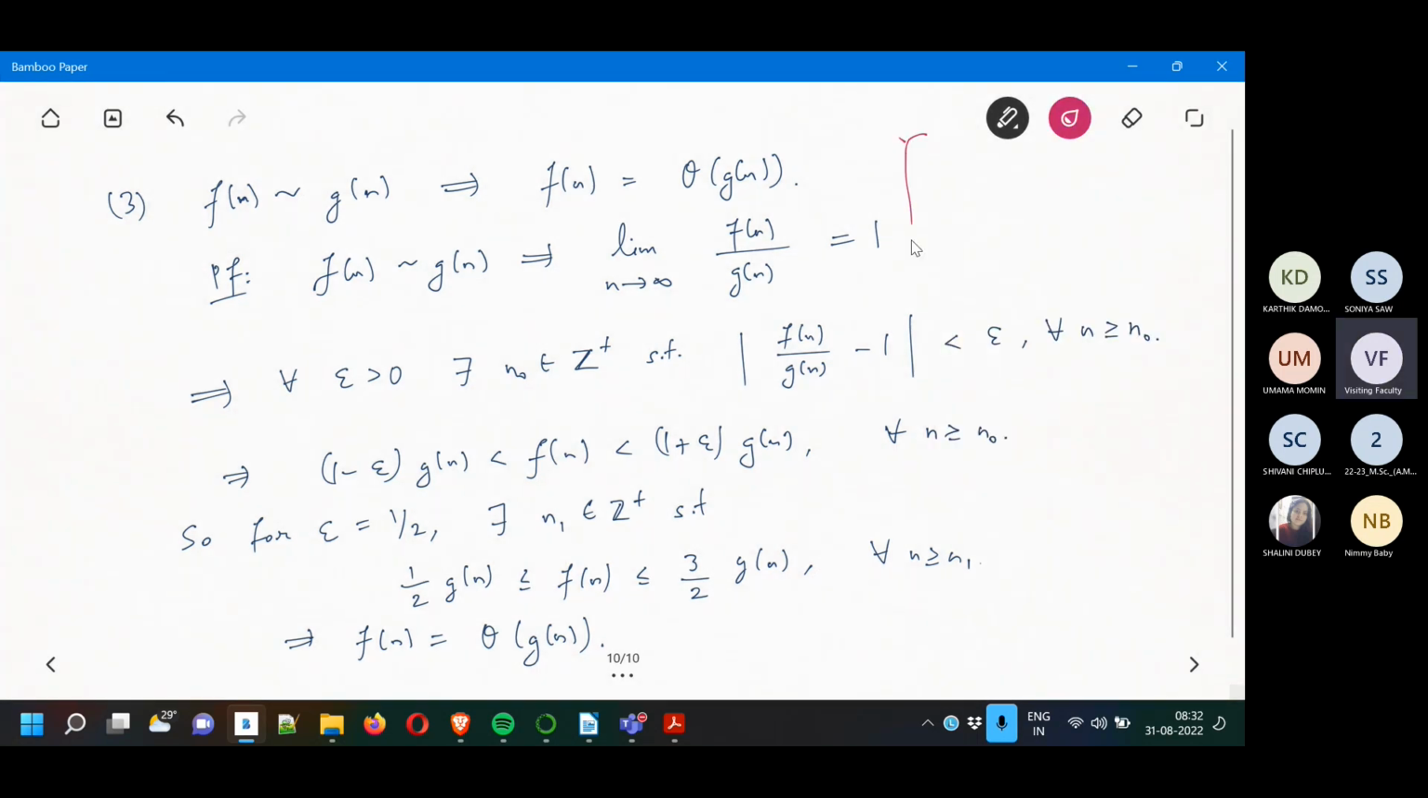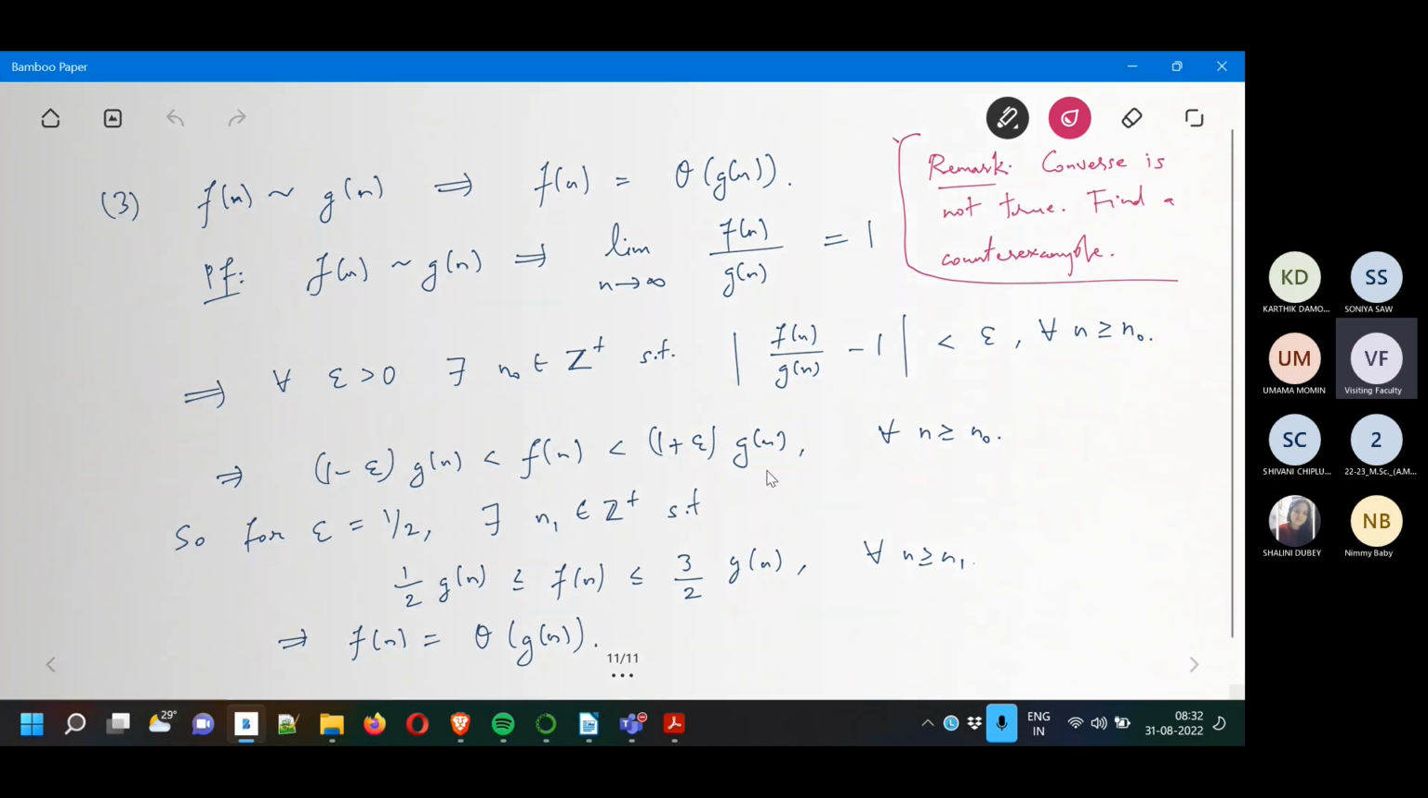Again, remark: converse is not true. Find a counterexample.